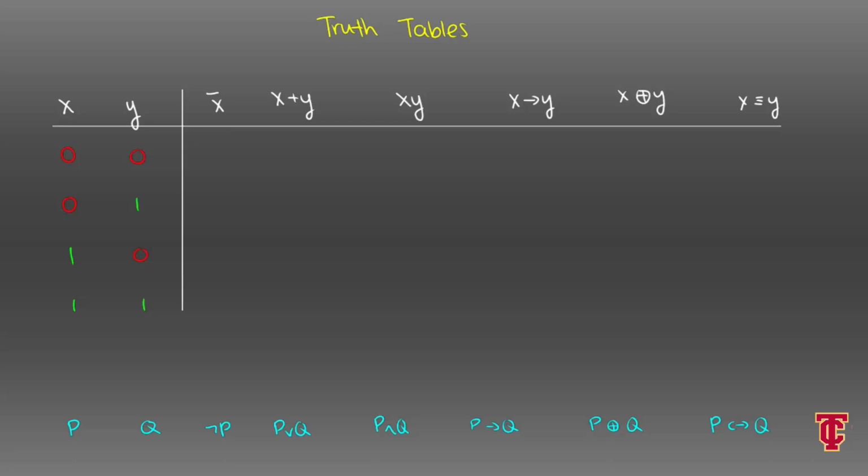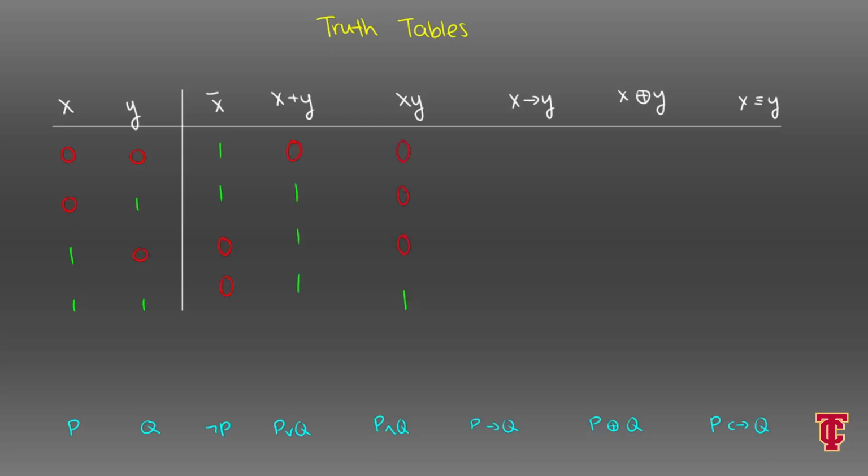When we take not X, of course, this is just the opposite value of X. So if X is 0, then not X is 1. If X is 1, then not X is 0 right here. With X or Y, X plus Y is false if both X and Y are false, but it is true in every other case. So it's true if X is true, or if Y is true, or if both are true. Now for X and Y, it's only going to be true when both X and Y are true at the same time, and it'll be false in every other case.